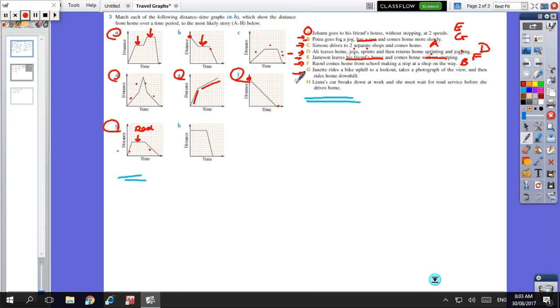Okay, rides a bike uphill, so uphill means it's going to be slow. Stopping at the lookout and then coming home quick. So we need to have a slow journey and a stop, and then a quick journey because the line's steep. So that's going to be C.